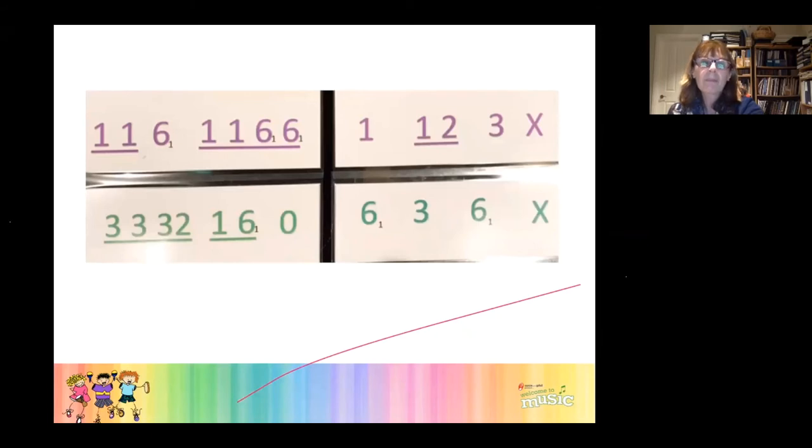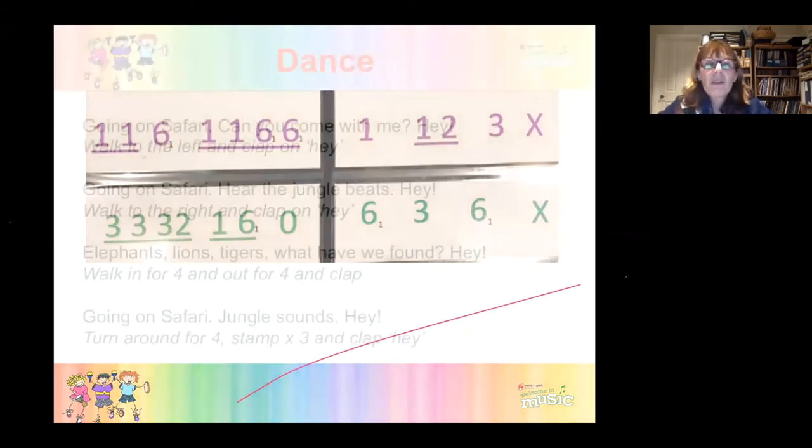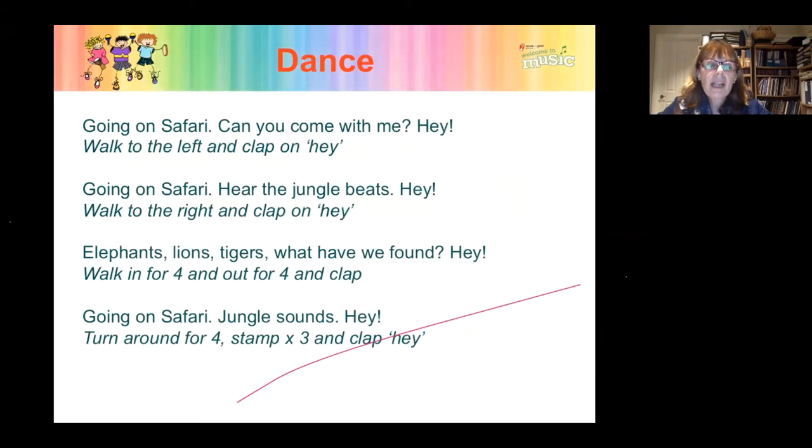I'm going to keep going. All right, we do a dance. Walk to the left and clap on hay, very simple. Walk to the right, clap on hay, walk in before, walk out, turn around and clap on hay. So we all do the dance together. Again, we're reinforcing the song. Now we've done it 53 times. We know it really, really well. We're singing it. We've got all the actions and so on.